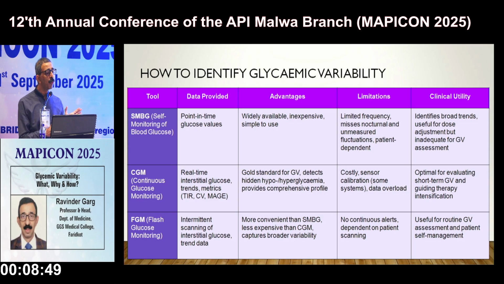Number 3 is flash glucose monitoring. Flash glucose monitoring, I would say, is in between the top two modalities. Little better than self-monitoring, but less important than continuous glucose monitoring. It is also not that expensive, but again, it is patient dependent. The patient can scan his glucose anytime. But the most important and wonderful one would be continuous glucose monitoring.